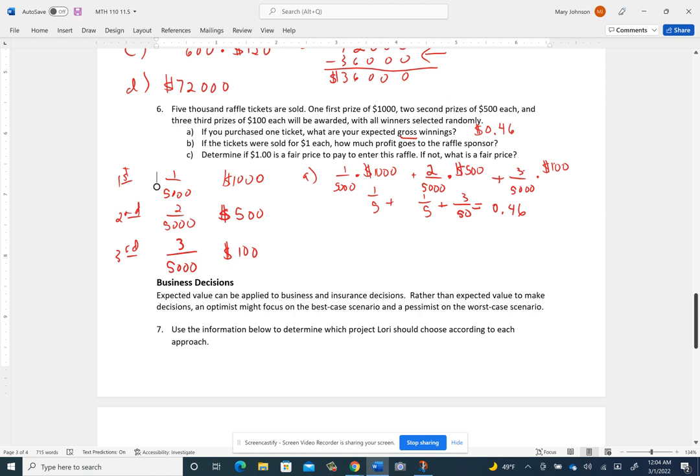Now it says if the tickets were sold for $1 each, how much profit goes to the raffle sponsor?